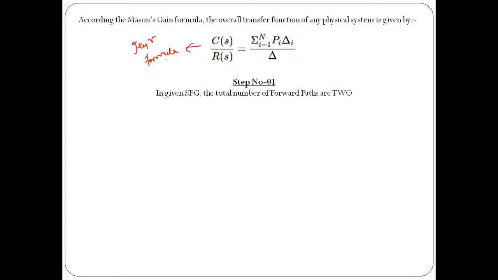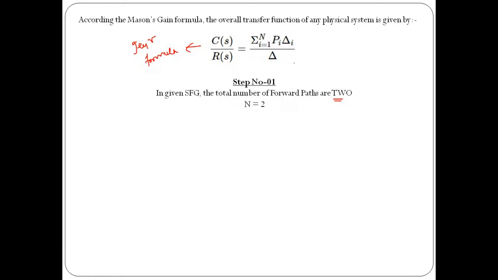See, first step, according to Mason's gain formula, the overall transfer function is given by this general representation. So this is the general formula to calculate the value of the transfer function. Now we need to identify in step number 1 how many forward paths there are. With respect to the given signal flow graph, we identify that there are a total of 2 forward paths. That means the value of n is going to be 2.